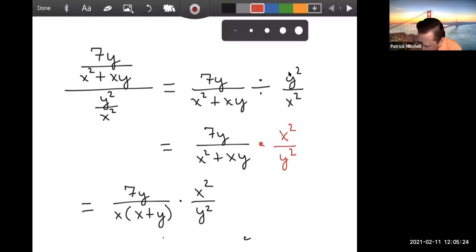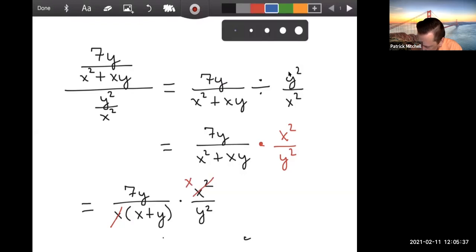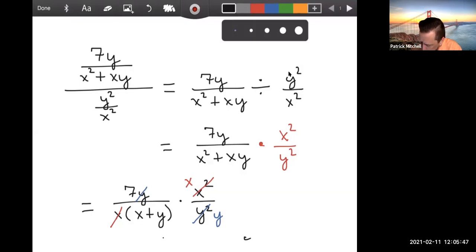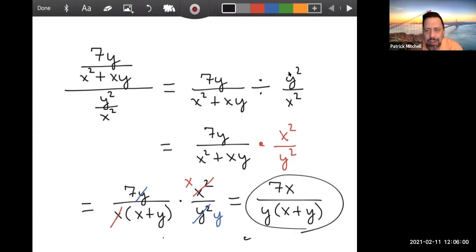So now I think I see two pairs of common factors. I can get rid of this x and one of these x's, right? X squared divided by x is x. And then I can do y squared divided by y is y. So the y will be on the bottom because that's where the y squared was. And that is going to leave us with 7x over y times x plus y. And you can leave your answer just like that.